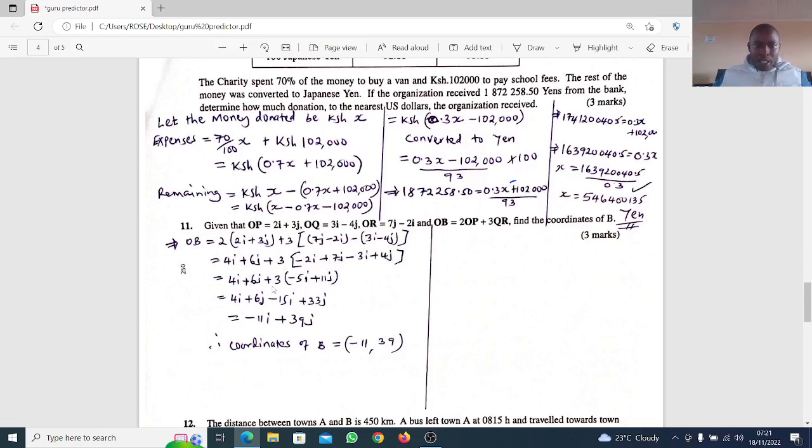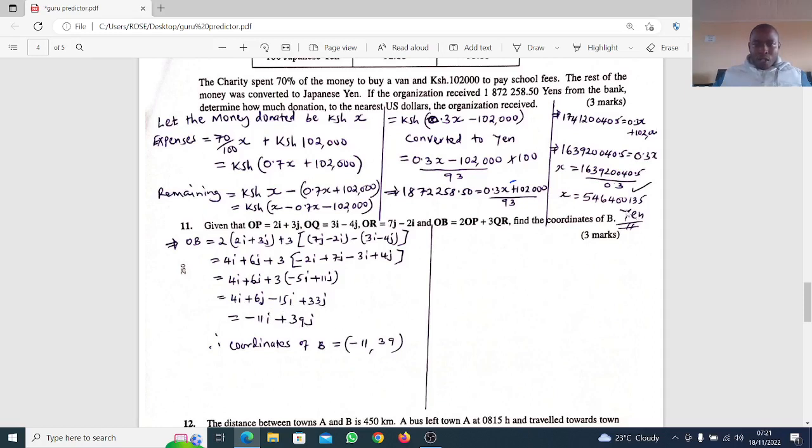So times 3, that is this one, you open the bracket, it is 4i plus 6j, then plus 3 into what you've got the other side. So you open this, gives you 15i plus 33j. So like terms together, it is 4i minus 15i gives you minus 11i plus 39j.